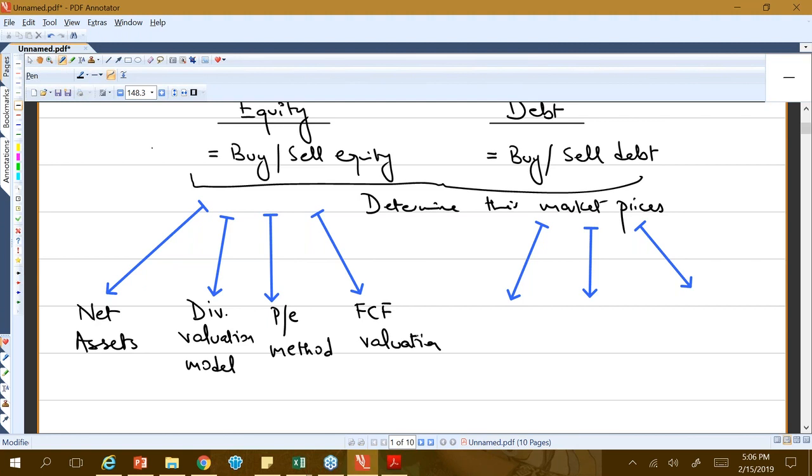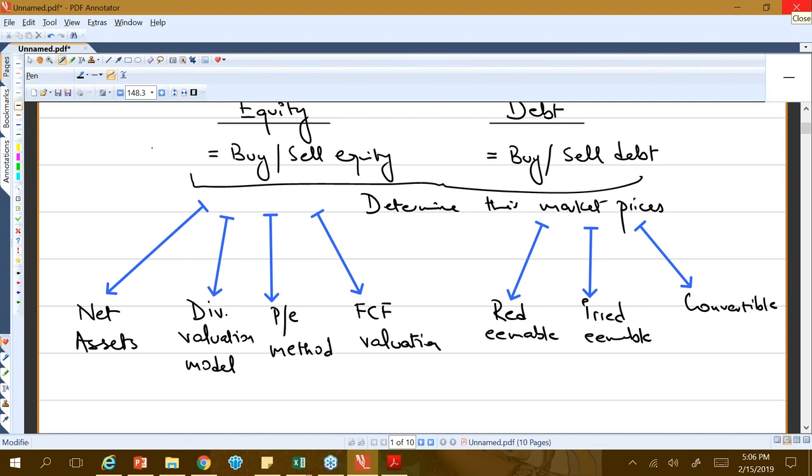And then we'll look at debt, and within debt, we'll look at redeemable debt valuation. Redeemable. We will look at irredeemable, and we'll look at convertibles. So this is our work cut out for the first half of this webinar. We're going to do a lot of things in terms of equity and debt valuation.